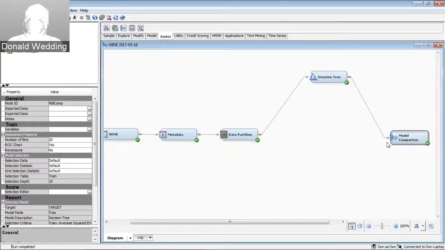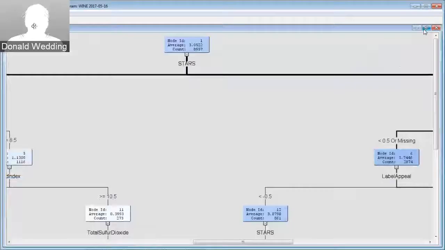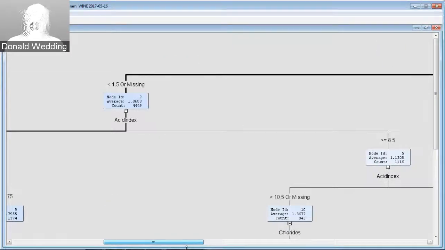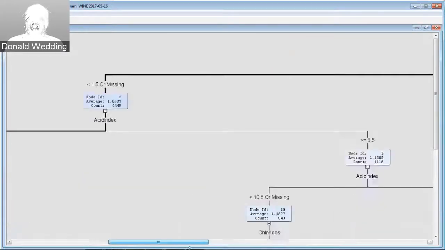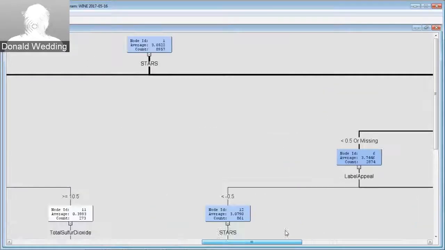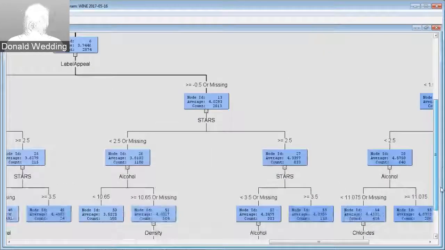Okay, so we build the decision tree. Let's take a real quick look at him just for fun. So the stars apparently is the most important variable. So if it's less than one or it's missing, then the number of cases of wine goes from 3 down to 1. If you got lots of stars, you go from 3 cases to 4, label appeal. There's all sorts of variables here. Okay, fine. That's what we got.